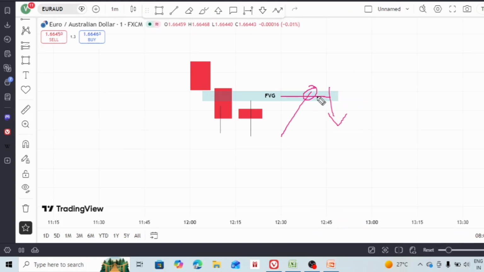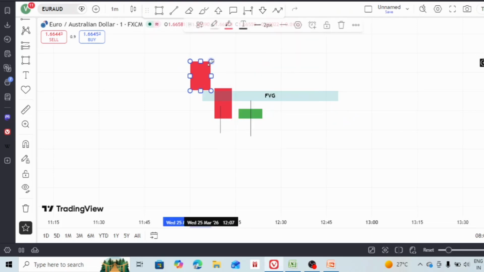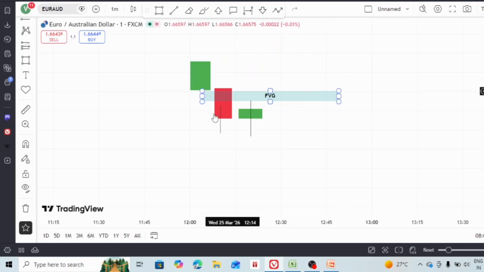Okay, so it also doesn't matter the color of the candle here, and the size also doesn't matter. But the middle candle should be the bearish candle. It doesn't matter if this is a green color here, but this should be the expansion candle, and then this should be the bearish candle.